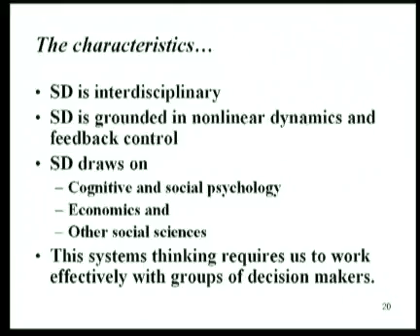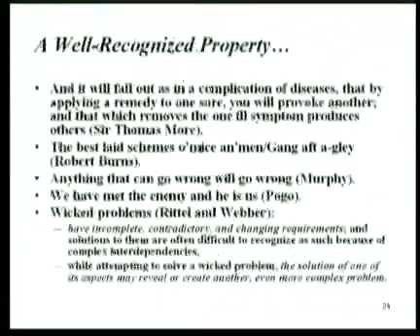Further, system dynamics requires us to work effectively with groups of decision makers. And I mentioned before this notion of group decision making and the impossibility theorem that was introduced by Kenneth Arrow, stating that we really can't do that in a rigorous sense. Nevertheless, we have to do it in a practical sense. So all those things are afoot here.